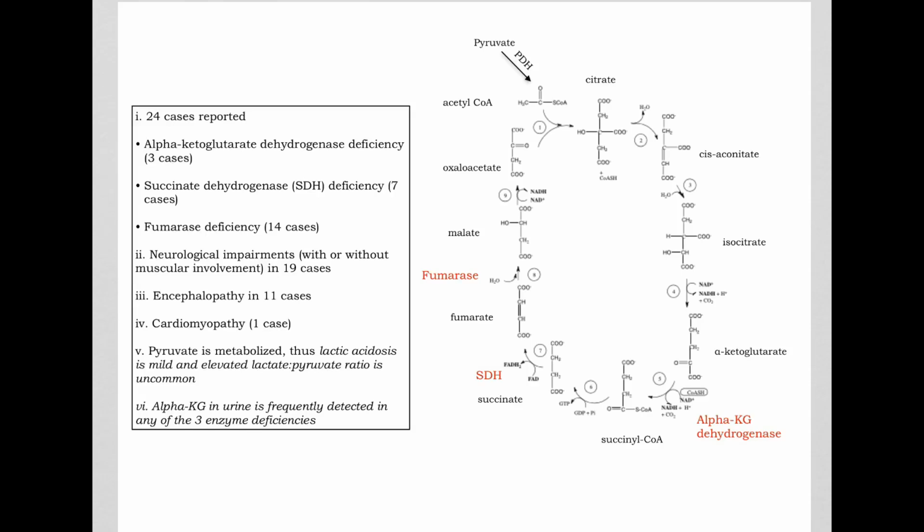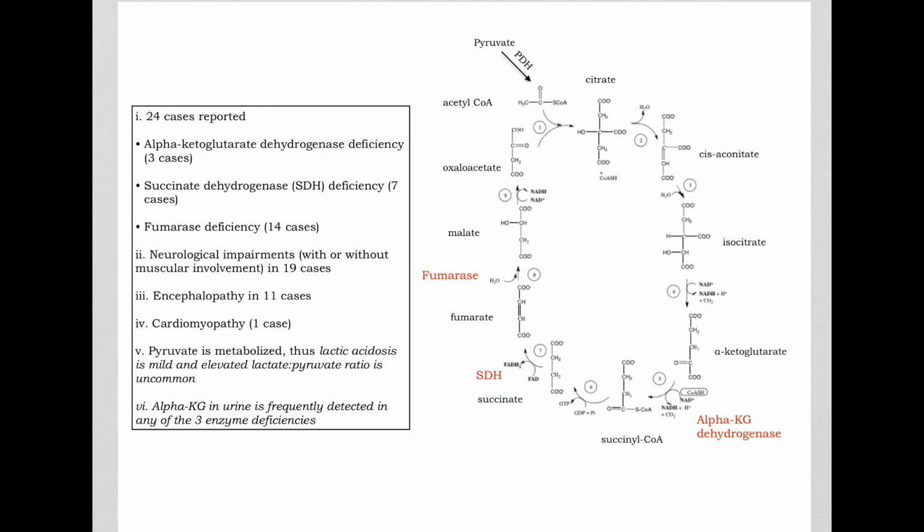Krebs cycle defects. About 24 cases of individuals with Krebs cycle defects have been reported in the literature, and these affect three enzymes: alpha-ketoglutarate dehydrogenase, succinate dehydrogenase, and fumarase. So these are the three enzymes which have been reported to be defective in these 24 cases.